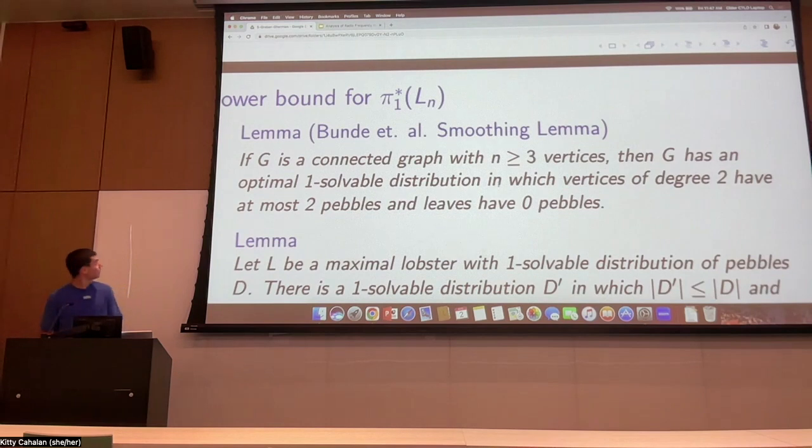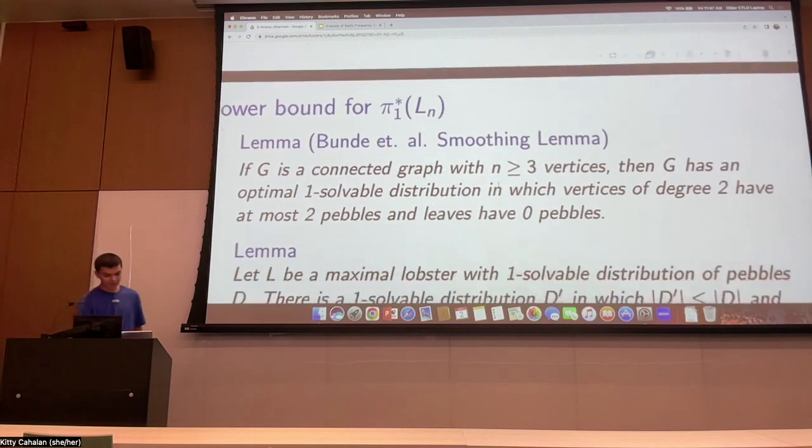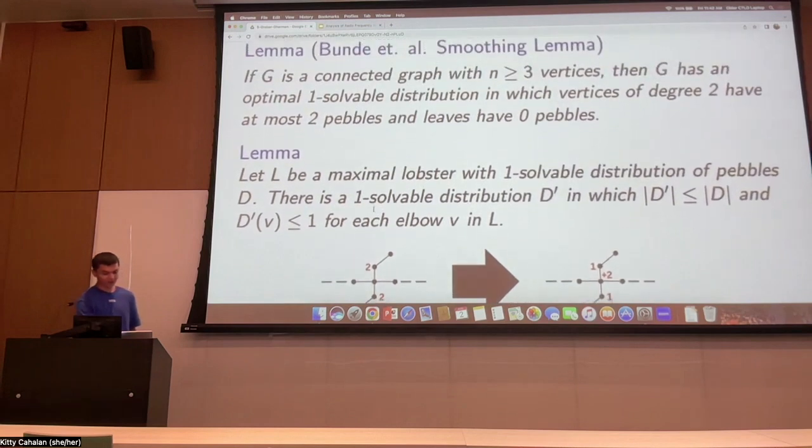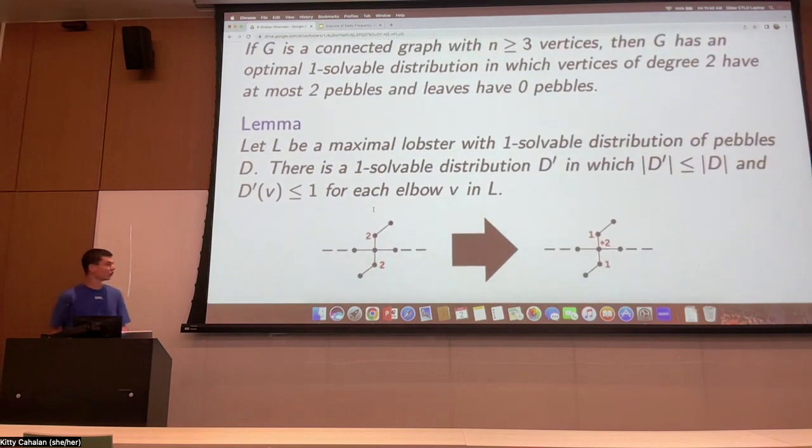Onto the lower bound. Another study before us found that for optimal distributions, the leaves in a distribution, right here and right here, would never have any pebbles on them. And the elbows, right here and right here, would have at most 2. However, we weren't really satisfied with that. So we wanted to prove why you would never need to place pebbles on any of the legs. The first step to doing that was proving why it wasn't optimal to have 2 pebbles on an elbow.